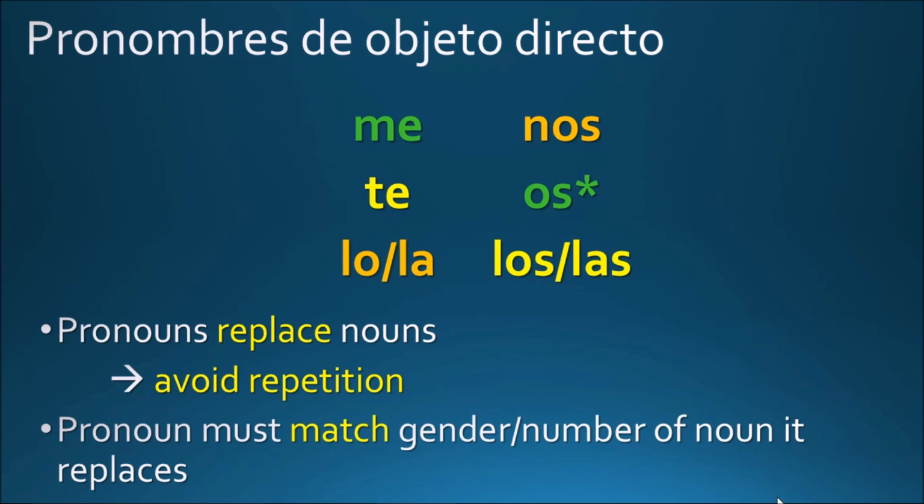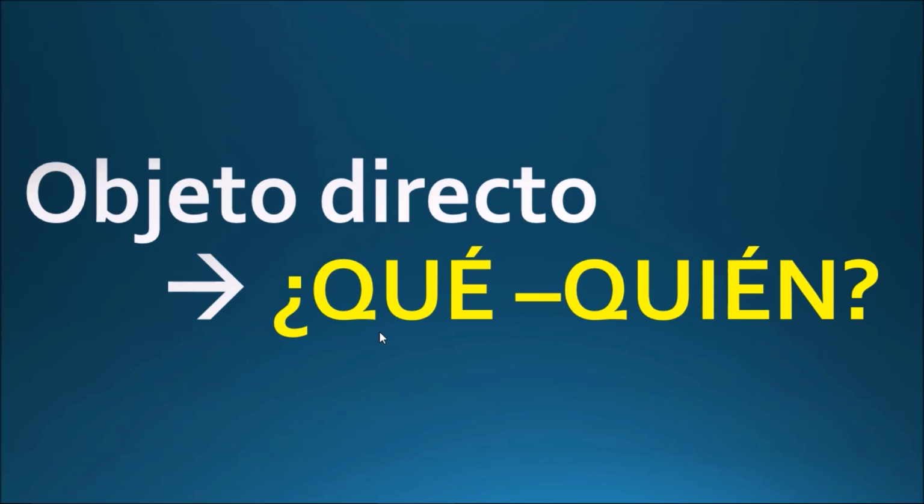Now, how do we know in Spanish which of these pronouns to use? Well, the pronoun must match the gender and number of the noun that it replaces. So the pronoun we use depends on the noun that it's replacing. So that was a quick review, but we're going to see what I mean with examples. One more thing to remember: how do we know what the direct object is, objeto directo? We can ask the question ¿qué o quién? We can ask what or who, and that tells us what the direct object is.